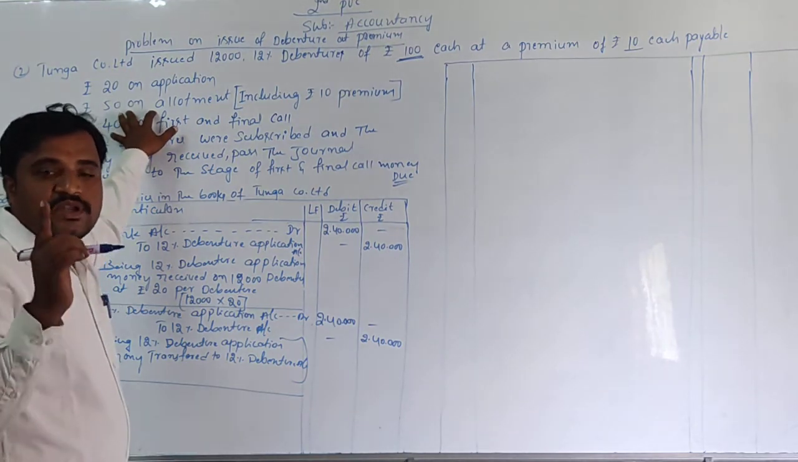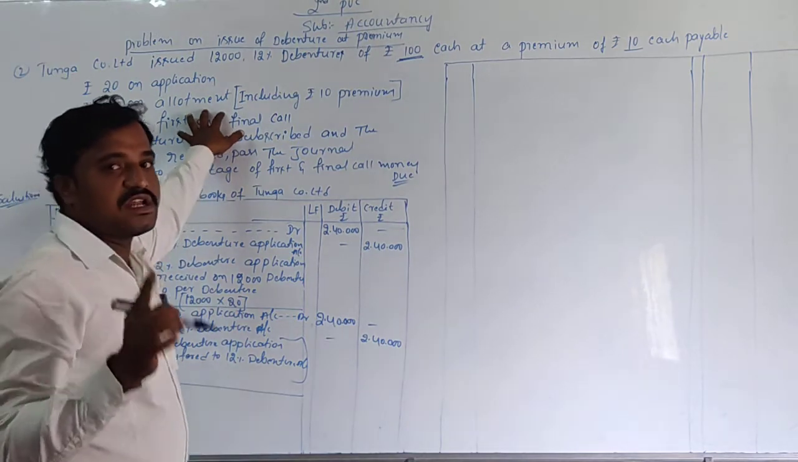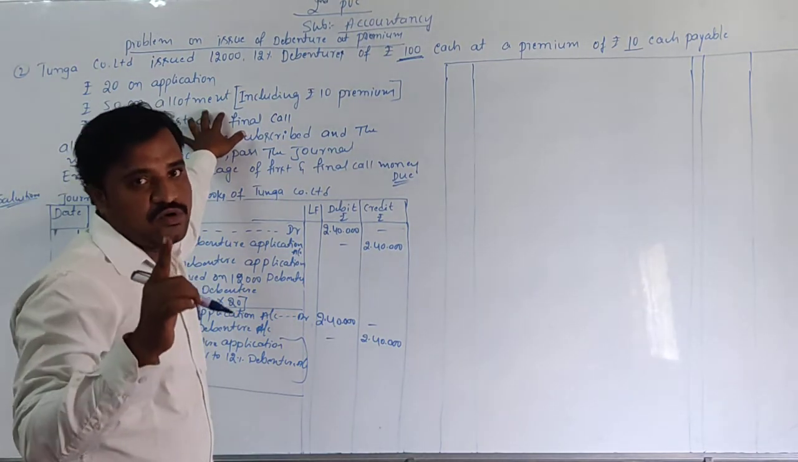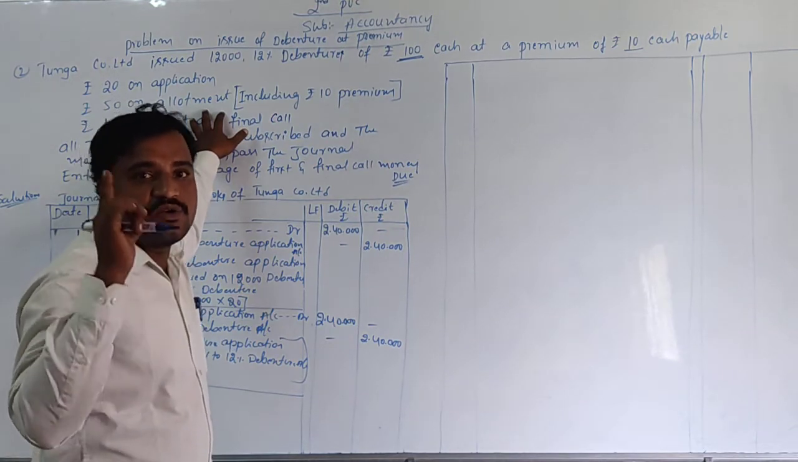Next, on allotment stage, we have to make two journal entries, one entry for due, one entry for received. But at the allotment stage, we have to make one more journal entry, that is securities premium account. Always securities premium account should be written on the credit side only.